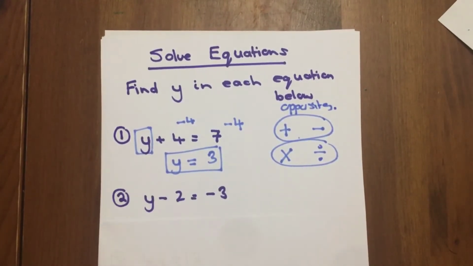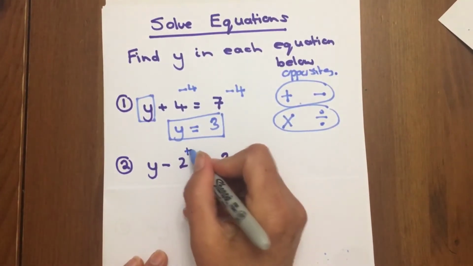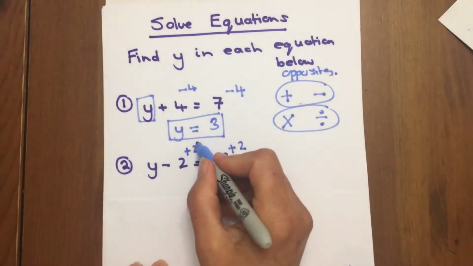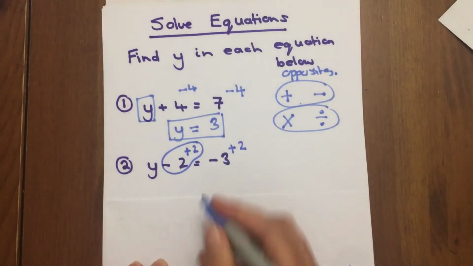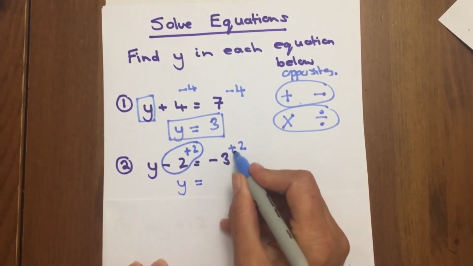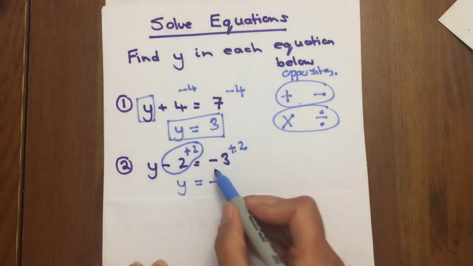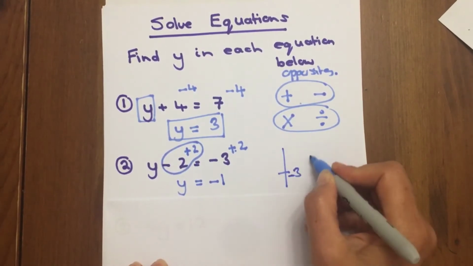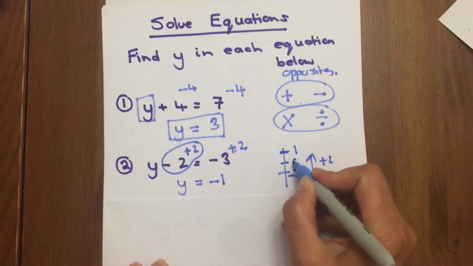Okay, next one. What's the opposite of take away 2? Is to add 2 to both sides. This will cancel each other out. -2 add 2 is 0. Cancel. So I'm left with y on this side. Start at -3 and go up 2. I get to -1. Start at -3 on the number line. Okay, and go up 2. You end up at -1.